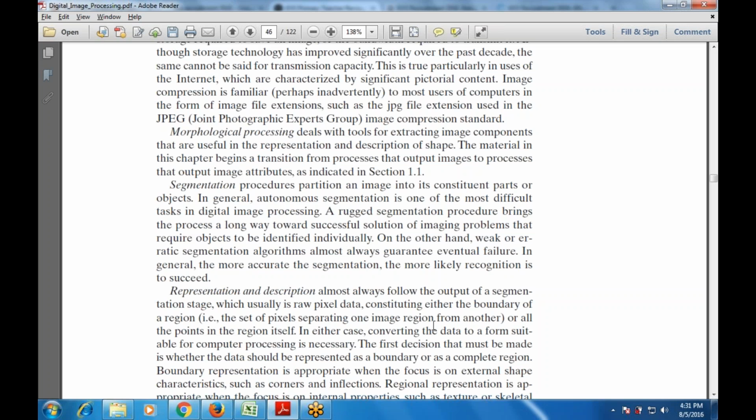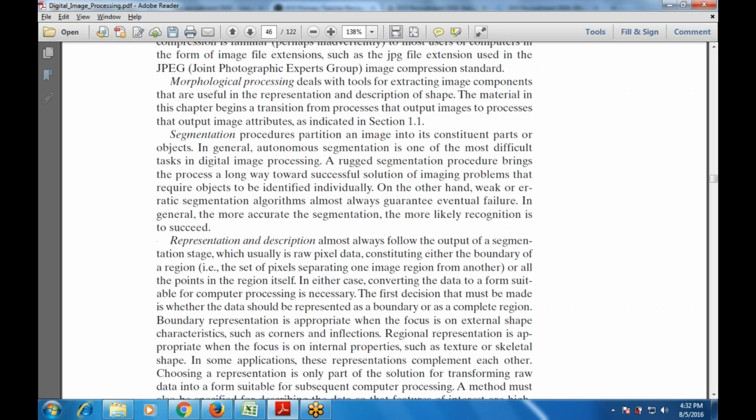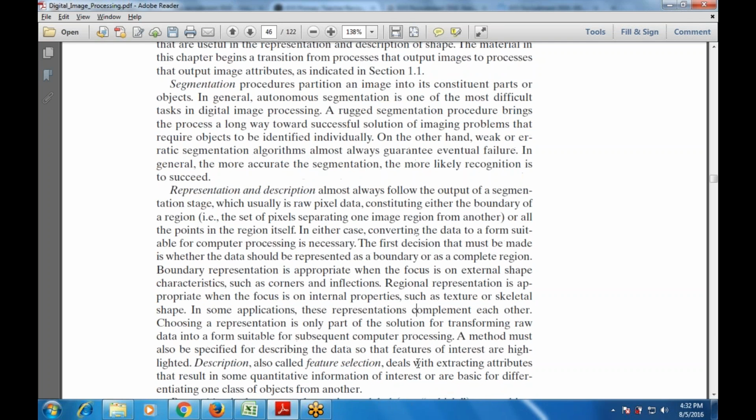The first decision that must be made is whether the data should be represented as a boundary or as a complete region. Boundary representation is appropriate when the focus is on external shape characteristics, such as corners and inflections. Regional representation is appropriate when the focus is on internal properties, such as texture or skeleton shape. In some applications, these representations complement, and sometimes contradict, each other.